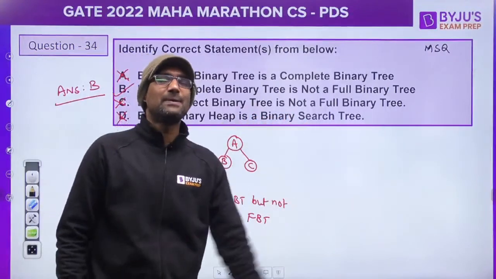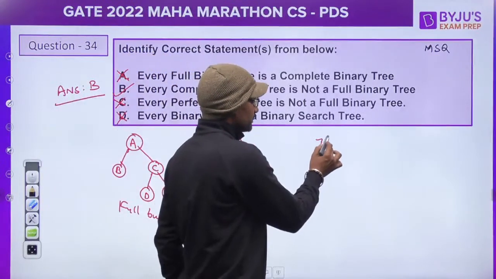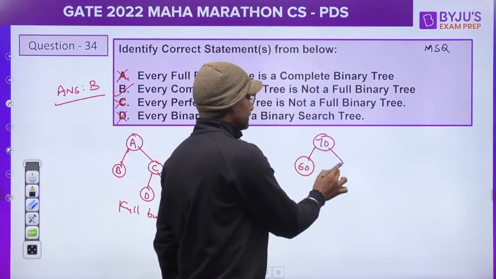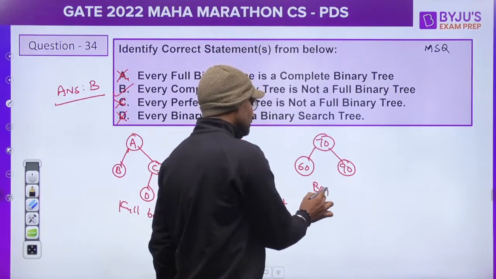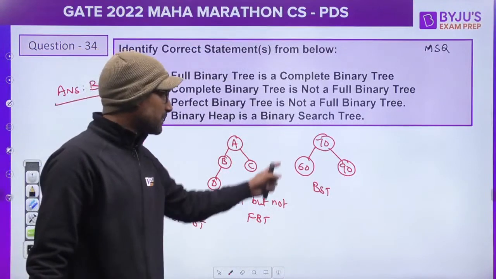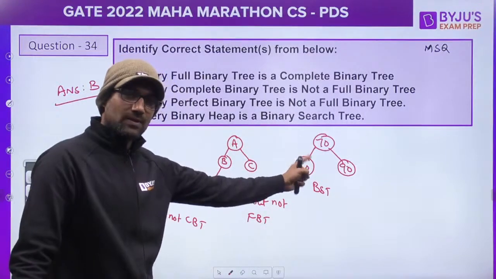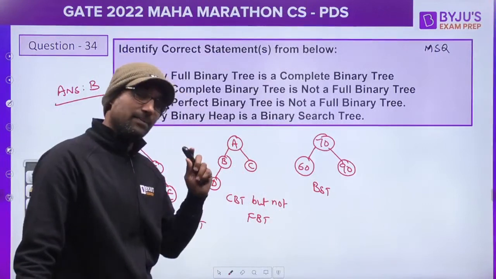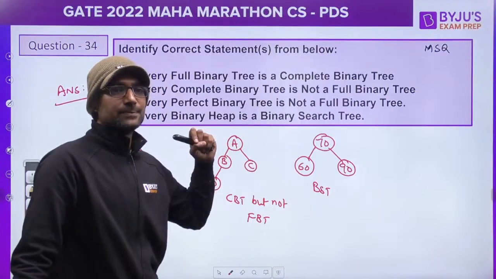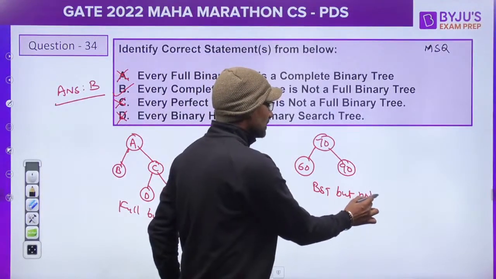A binary heap need not be a BST. What is a BST? Left should be small, right should be great. Simple. This is a BST. Is it a min heap? Min heap means parent should be smaller than all the children, left and right. No, 70 is greater than 60. Is it a max heap? Max heap means parent should be greater than all. No, it is less than 90. So it is neither a min heap nor a max heap. It means it is a BST but not a heap.